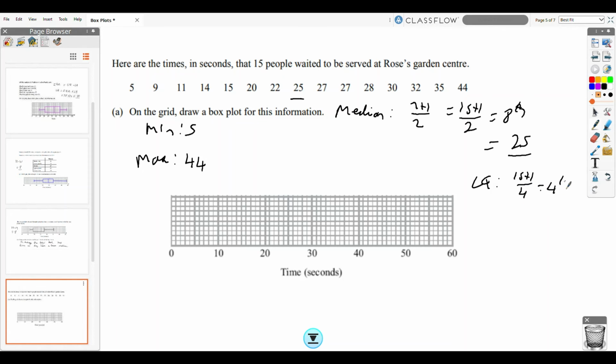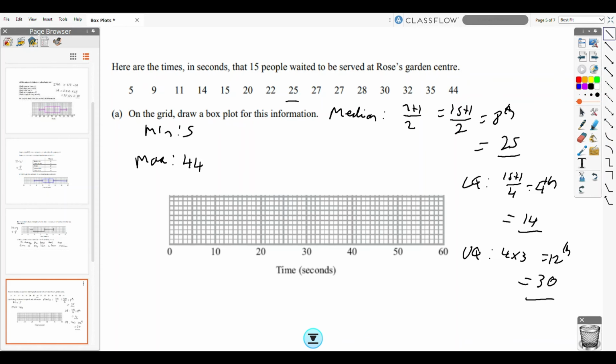So that's the 4th person, which is 14. And then the upper quartile is 3 lots of this. So we're looking for the 12th person. So 4, 5, 6, 7, 8, 9, 10, 11, 12, which is 30. So now we have all of our key points. So let's draw the box plot.